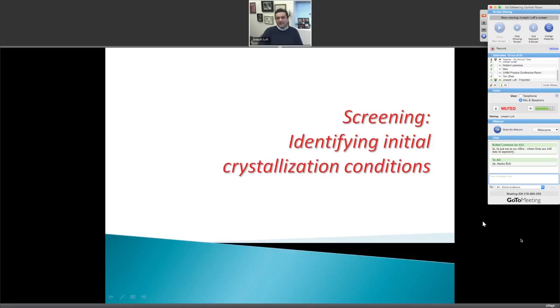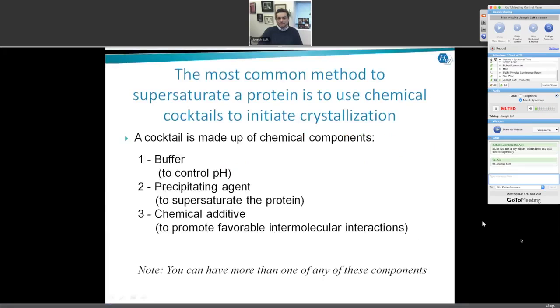So, screening. This is taking your protein solution now and combining it with a lot of different chemicals to try to identify some initial crystallization conditions. It's really not possible to predict how to crystallize a protein by looking at the amino acid sequence or any other physical property that you can measure. So the way that we tend to come up with those initial crystallization conditions is just to drive the protein to a state of supersaturation chemically.